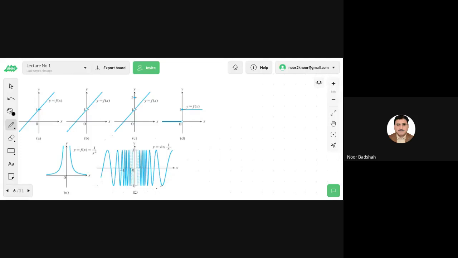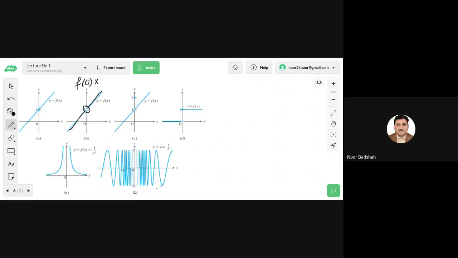While in the second graph, again, there is no jump and no hole for x less than 0, no jump and no hole for x greater than 0, but there is a hole at x equal to 0. Hole here, no hole there, no hole here. So the function is continuous everywhere except x equal to 0. And the reason is what? The reason is f of 0 is not defined in this case. f of 0 is not defined, doesn't exist.